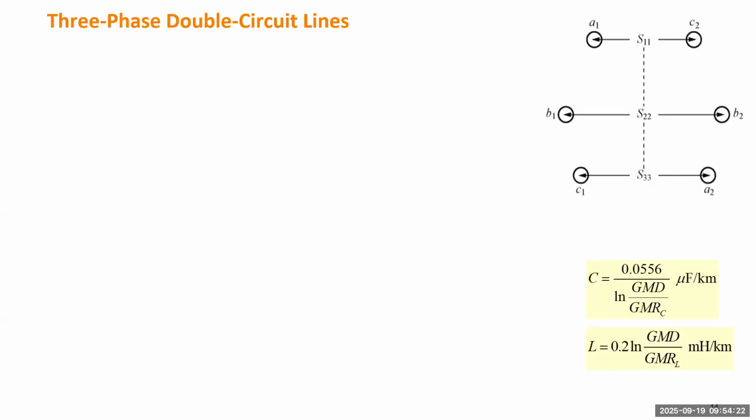The most important thing is to find which conductor and which conductor belong to the same group. If they belong to the same group, we calculate GMR. If they belong to different groups, we calculate GMD. So for phase A, it has the top conductor on the left and the bottom conductor on the right. And this is phase B, and that is phase C.